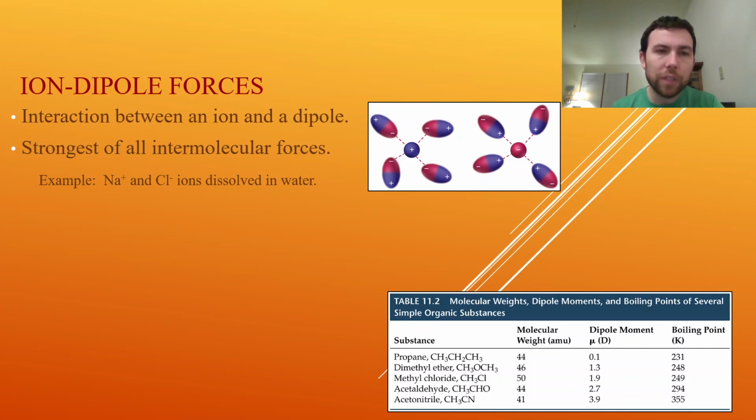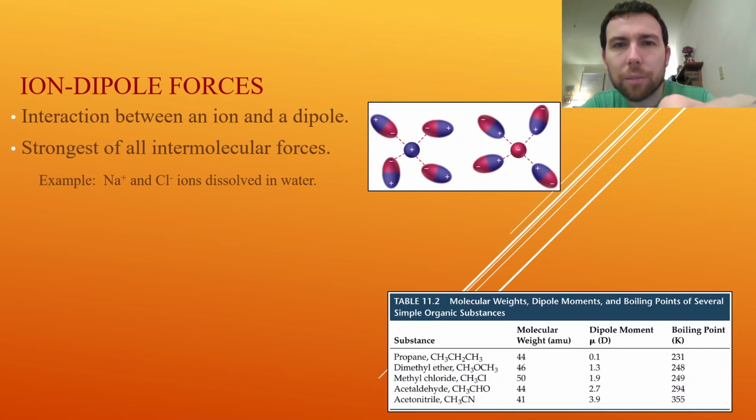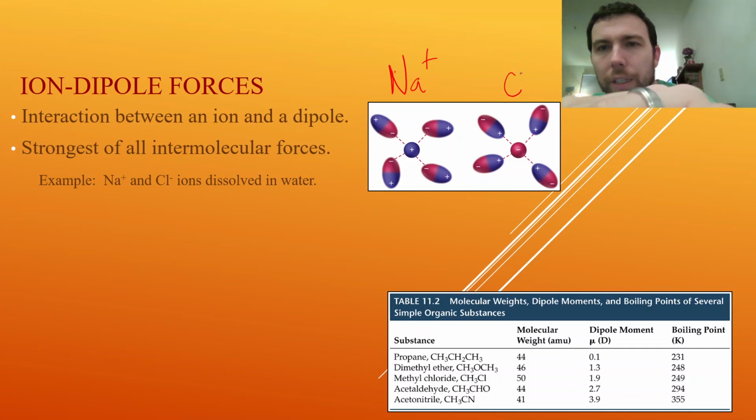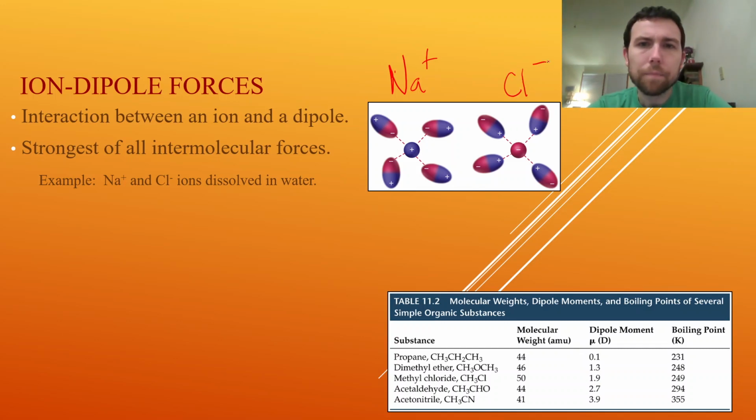Now, a good example of this would be something like sodium and chloride being dissolved in water. If you take a look at this image over here to the right, you've got a cation and an anion. The purple sphere is going to be sodium. So on the left, this would represent the Na+ ion, and over here on the right, this is going to represent the Cl- ion.